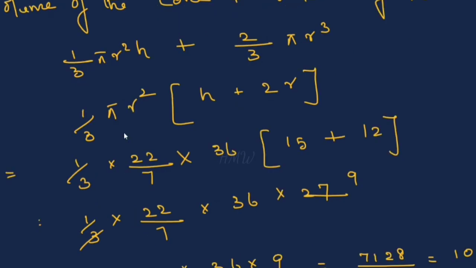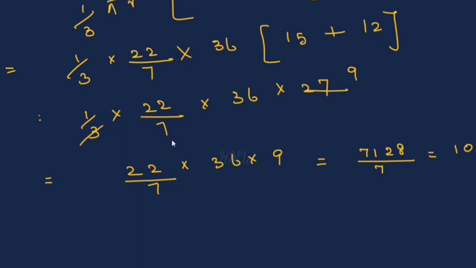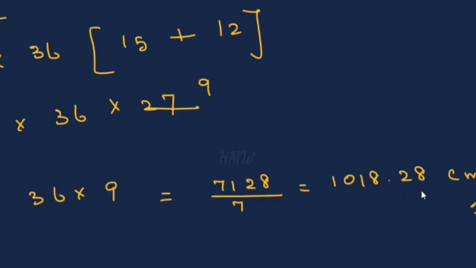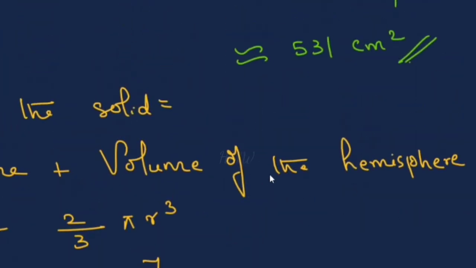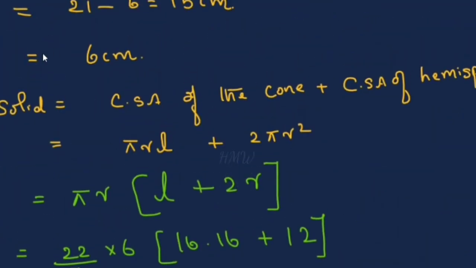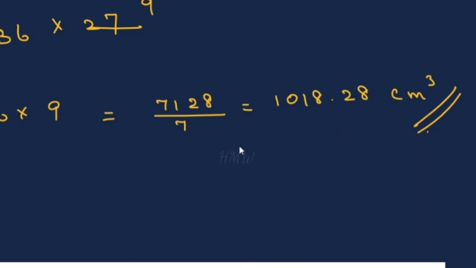So 1 by 3 pi is 22 by 7, r square, r is 6, so r square is 36. H is the height of the cone, that is 15, plus 2 into r, that is 12. So when you calculate this, you get 22 by 7, 36 into 9. That is 7128 by 7, which is approximately 1018.28 centimeter cube. It's the volume, so it is centimeter cube.